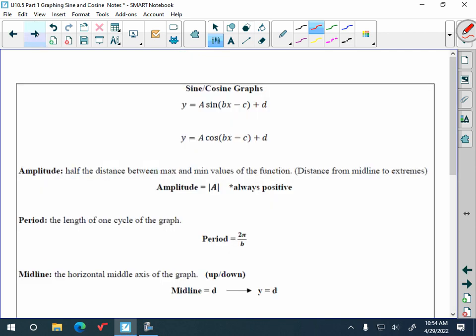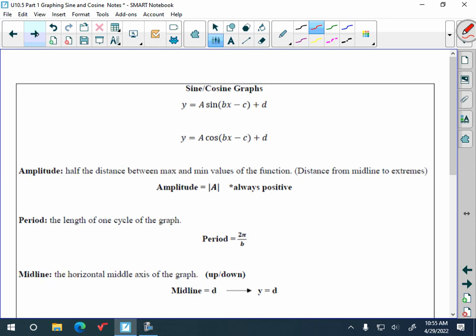All right, so our basic equations for sine and cosine graphs: y equals a times the sine or cosine of (bx minus c) plus d. All right, so the a value gives us our amplitude. To find the amplitude, we're going to take the absolute value of whatever that number is in front. It could be positive or it could be negative. But when we take the absolute value of it, the answer is always going to end up being positive. All right, so amplitude is always a positive number. It's always based off the number in front.